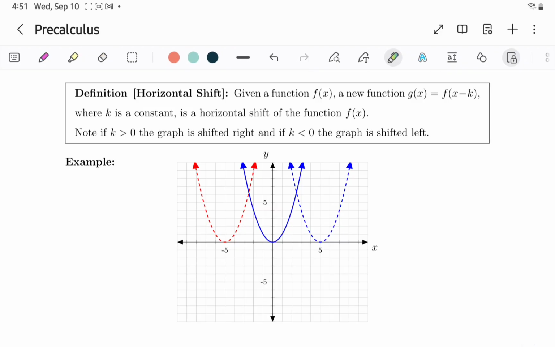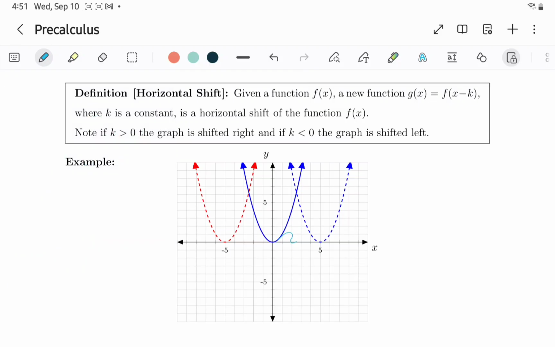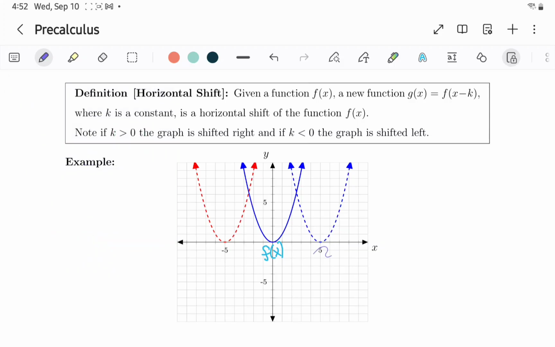So we have, again, a figure below showing us examples of the different horizontal shifts. So let's call the graph that's in solid blue here f of x once again. So then the graph in dashed blue, well, since it is just the graph of f shifted 5 units to the right, it is going to be equal to f of x minus 5.